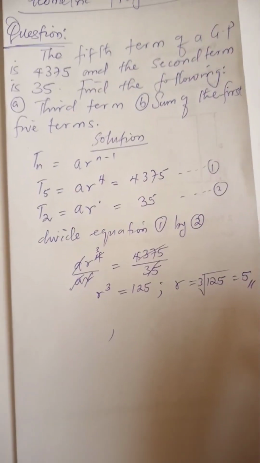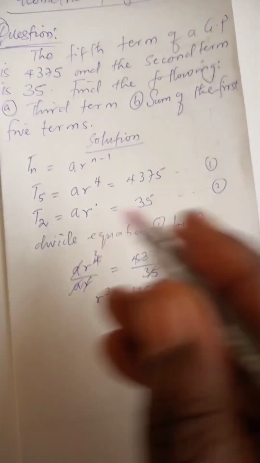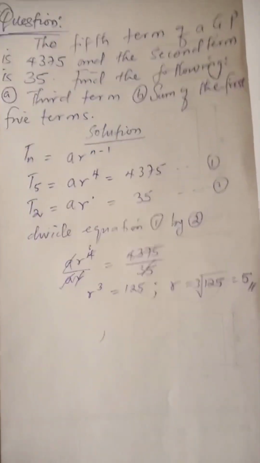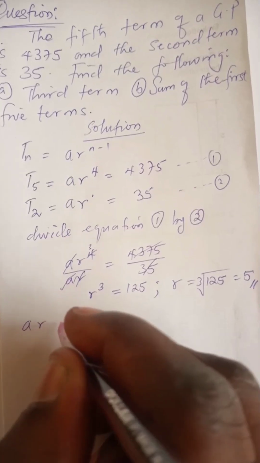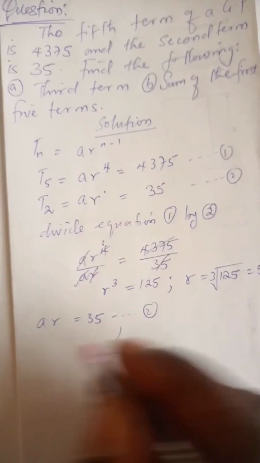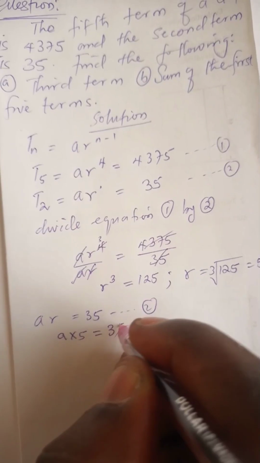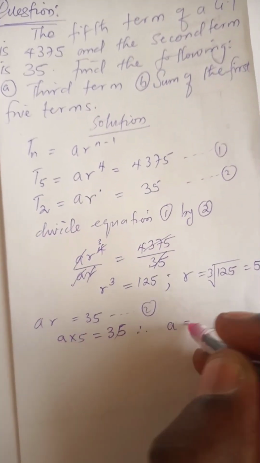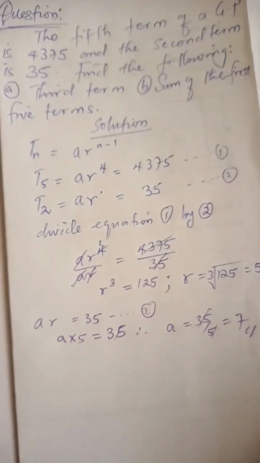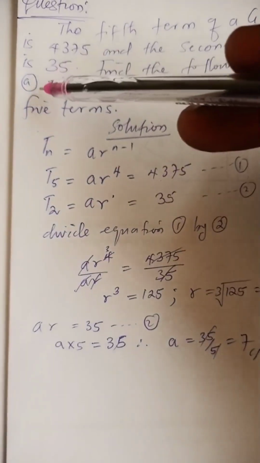5. If that's correct, then we'll find the value of A using either of the equations, but I'm going to be using equation 2 since it's easier to solve. Alright, so we have AR is equals to 35, which is our equation 2. So let's substitute the value of R into this equation. So we'll be having A times 5 is equals to 35. Therefore, A is equals to 35 divided by what? 5. And that gives us 7. Cancel through, you have 7. Alright, if that's gotten, then we can proceed with the next options.